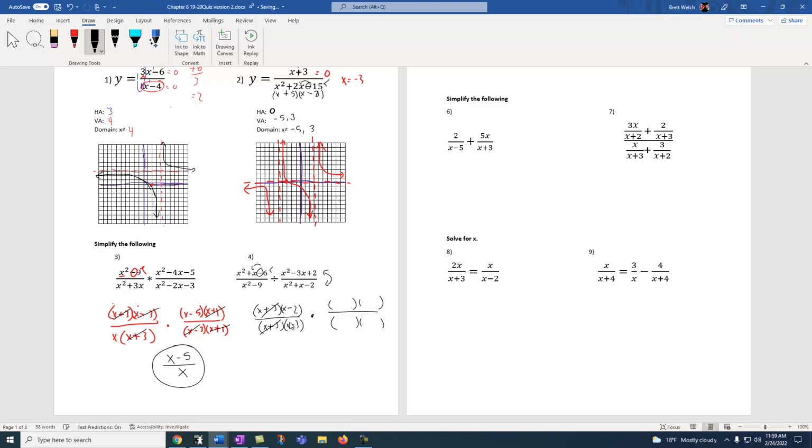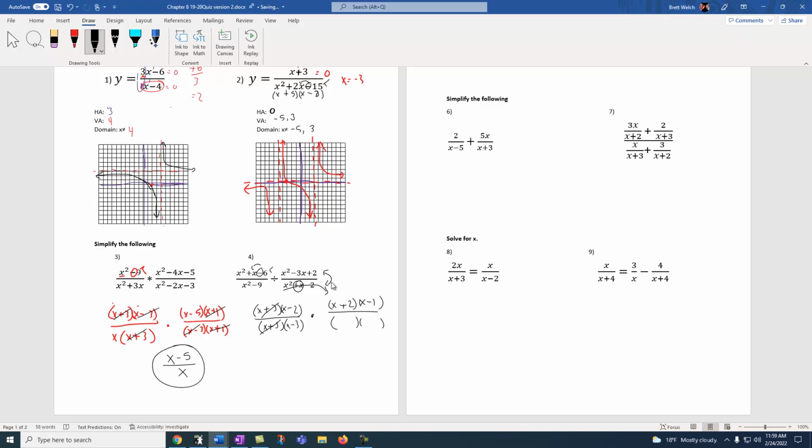My x plus 3s, those will cancel. Okay, now when I factor this, I've got to factor it upside down. So the bottom part goes on top. I'm going to go x and x. Factors of 2 that minus to 1 would be 2 and 1. And since this is a positive 1x, I'm going to go plus 2 minus 1.